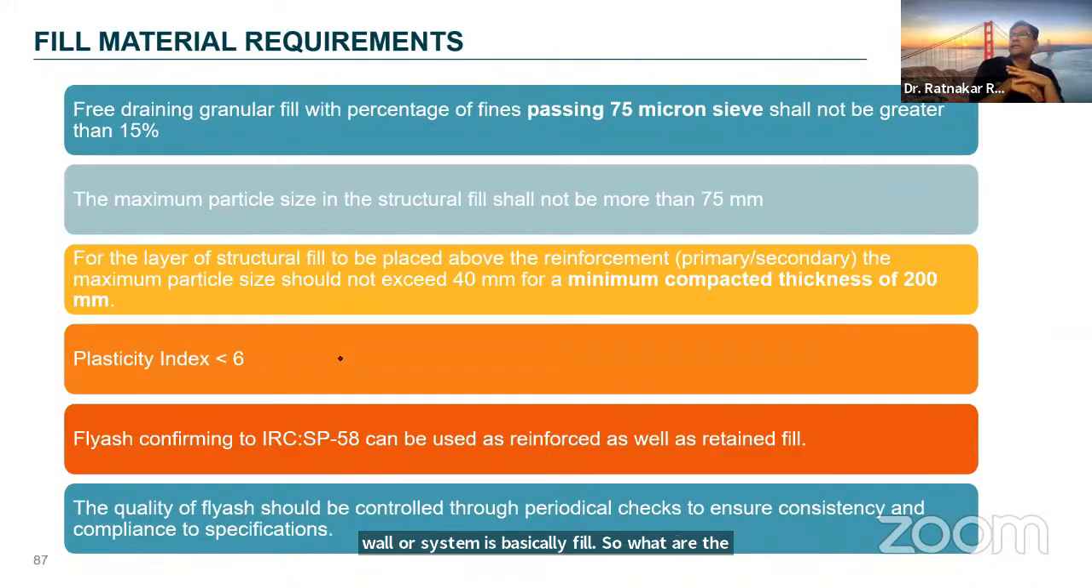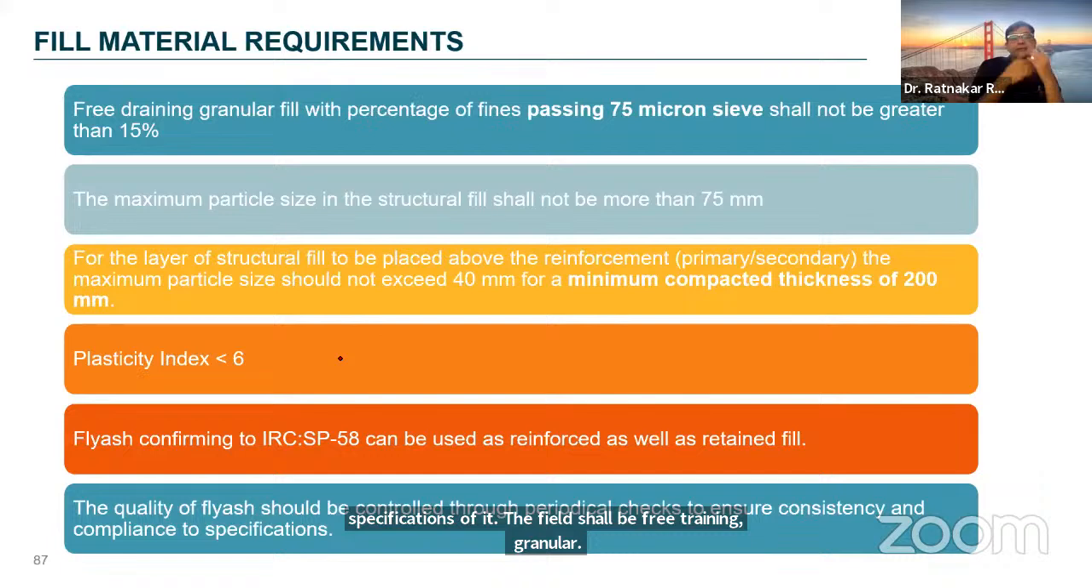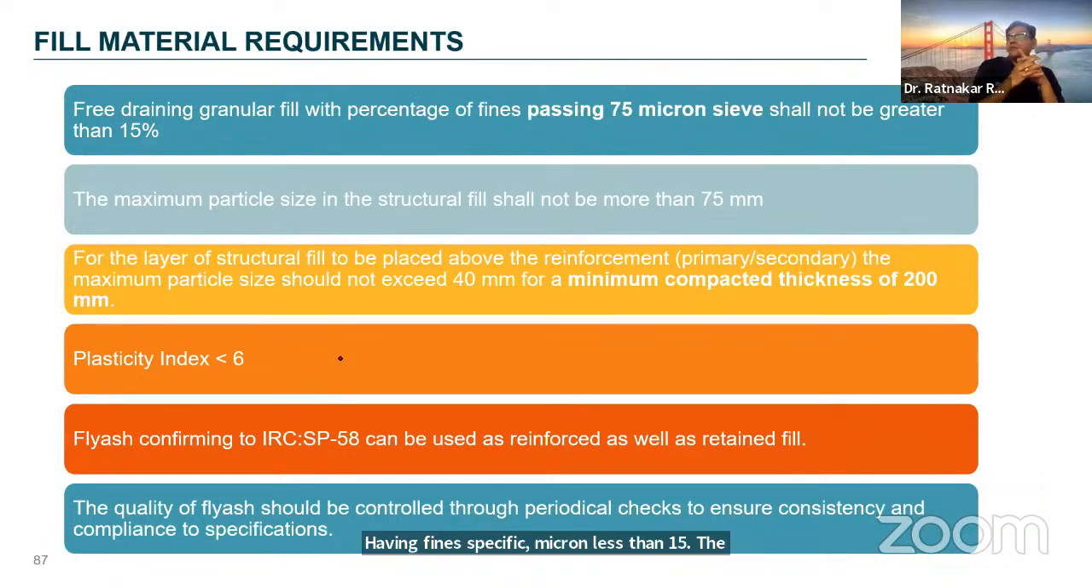draining granular material, having fines passing through 75 micron less than 15%. The maximum particle size shall not be more than 75 mm. Of course, the 75 mm is decided based on compaction. You shall be able to properly compact. If you go for such a higher particle size, the damage to the reinforcement will again be very high.